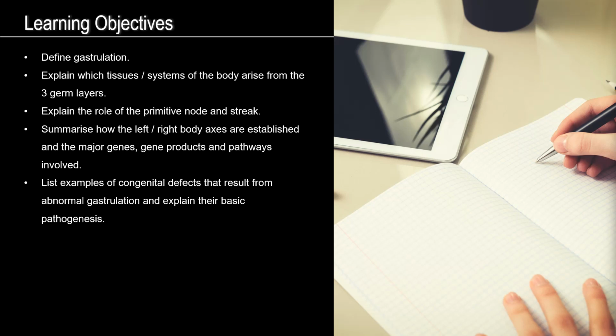Explain the role of the primitive node and streak. Summarise how the left and right body axes are established and the major genes and gene products and pathways involved. List examples of congenital defects that result from abnormal gastrulation and explain their basic pathogenesis.